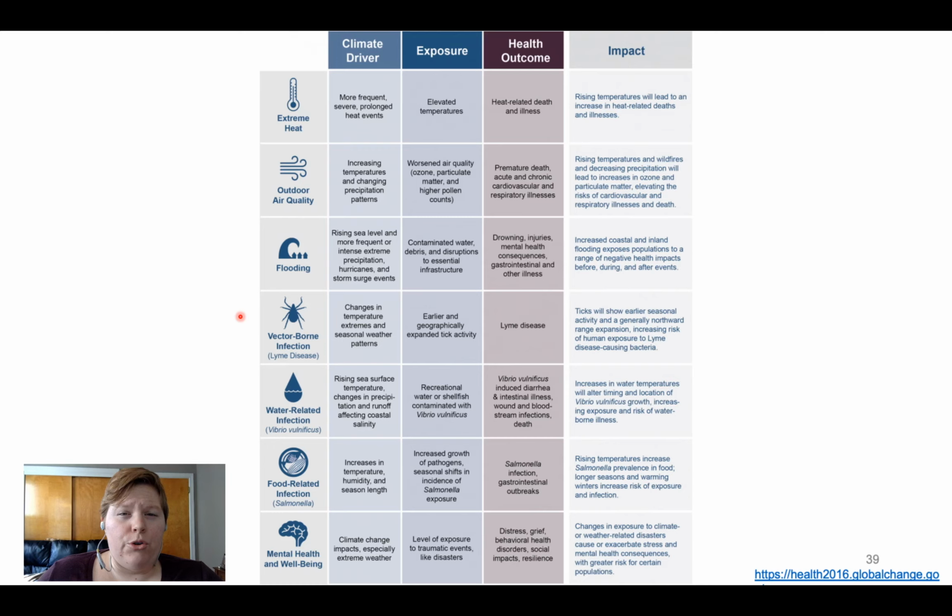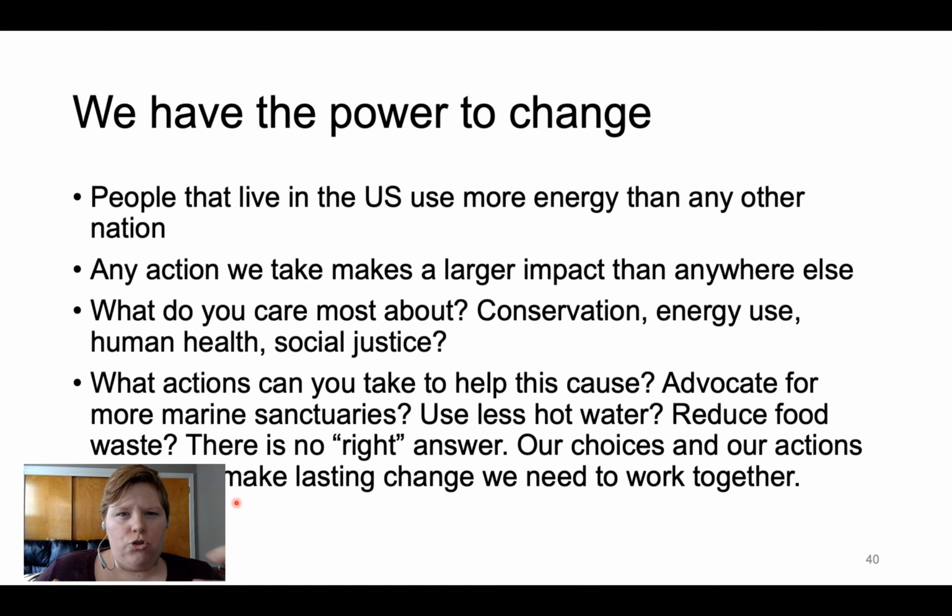So people that live in the U.S. and people that live in certain Western industrialized countries use more energy than the rest of the world. The U.S. specifically uses more energy than anywhere else on Earth. So that's a problem, but that also means that any actions we take have a larger impact than anywhere else. So if people in the U.S. change our behavior, it has huge implications for the planet.